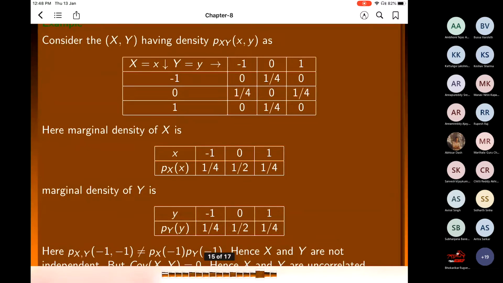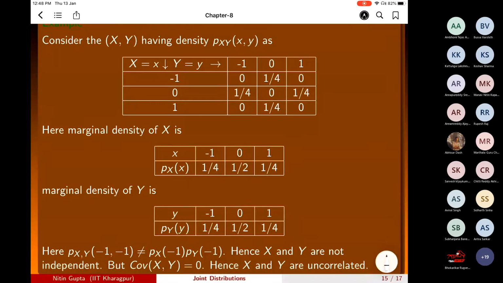So for example, we take this. Consider x and y having joint density pxy as this. X is -1, y is -1, value is 0. X is -1, y is 0, value is 1/4, and so on. Then what is the marginal density of x? For the marginal, you sum over y: 1/4, 1/2, 1/4.